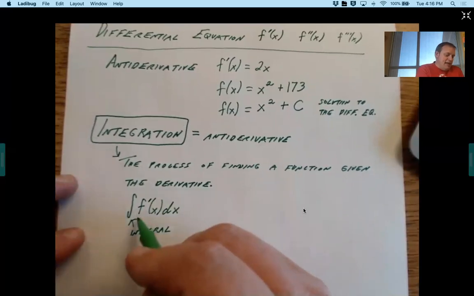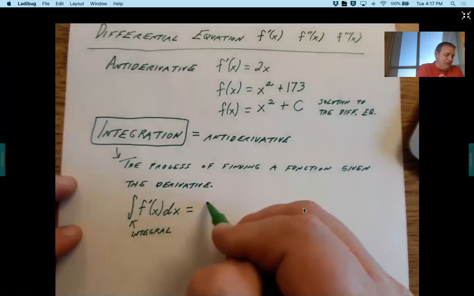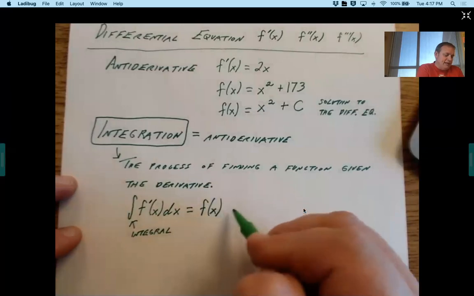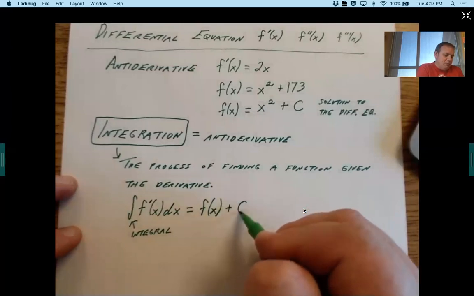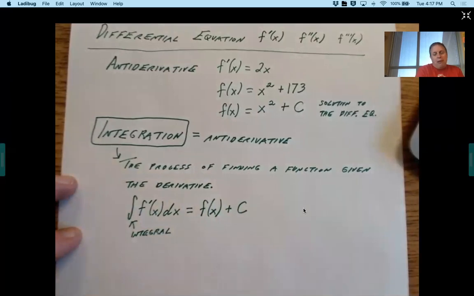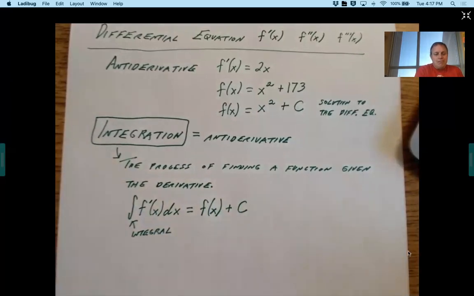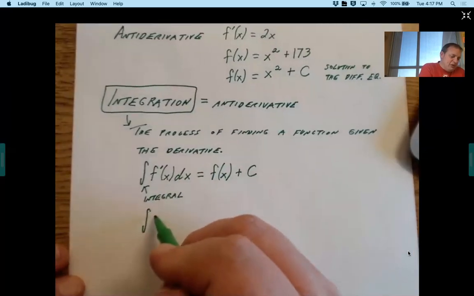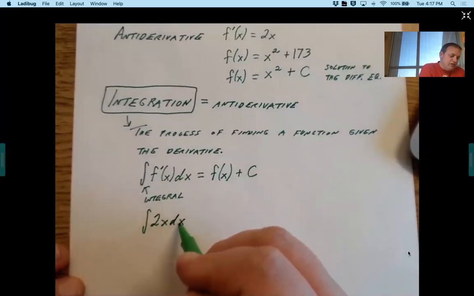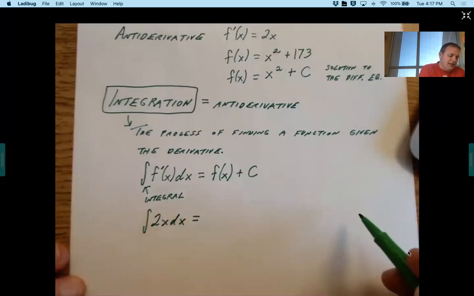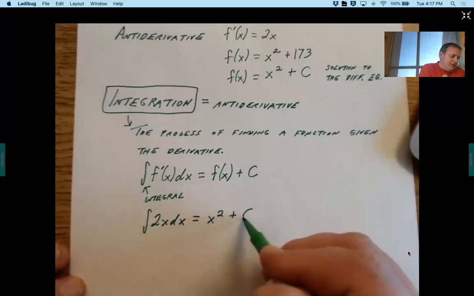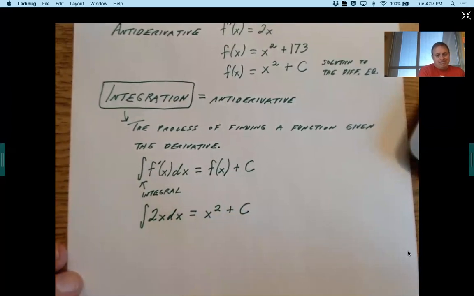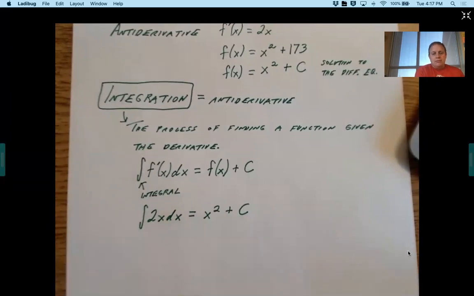Now, if we integrate the derivative, that would give us a function back plus some constant c, and that can be all wrapped together as well. So we write it like this: the integral of 2x with respect to x would be x squared plus some constant c. What does it mean? Well, let me show you.